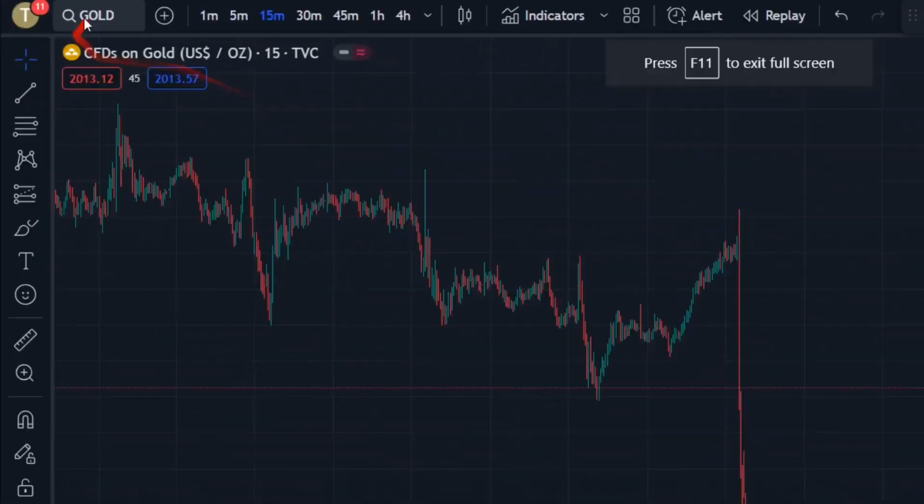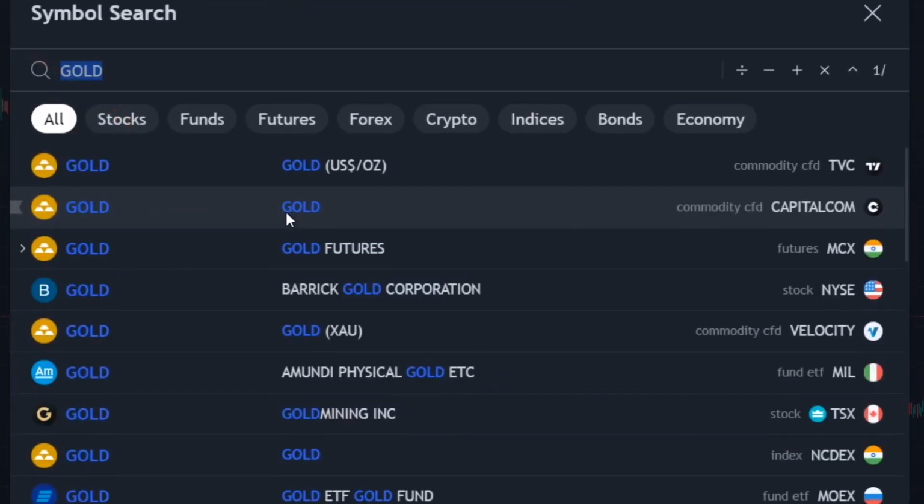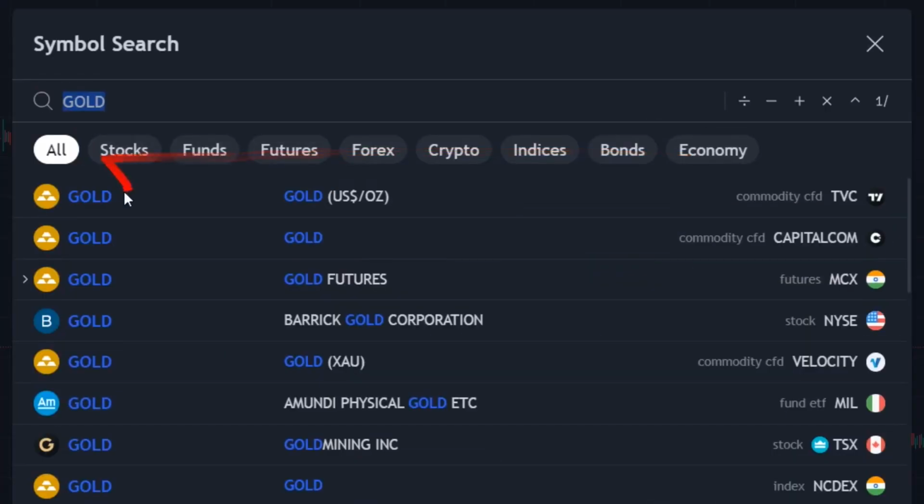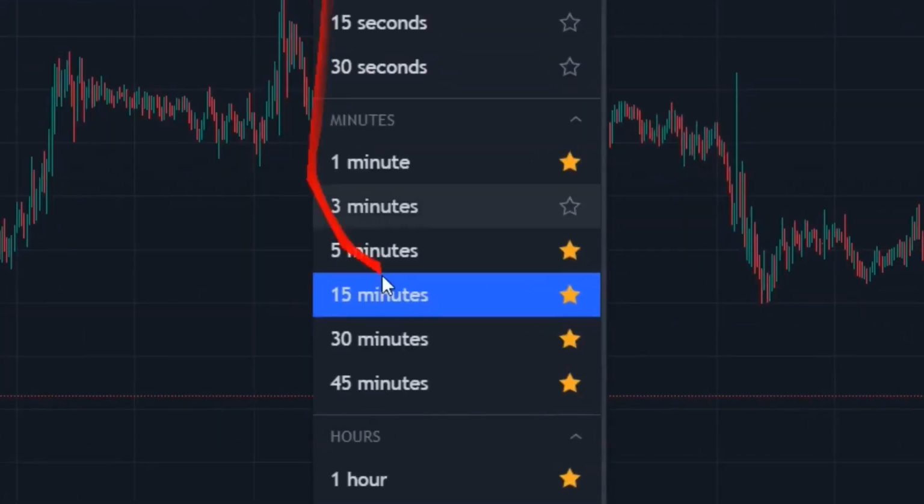First of all, choose your symbol. You can choose any symbol you like. Then set your time frame to 5 minutes.